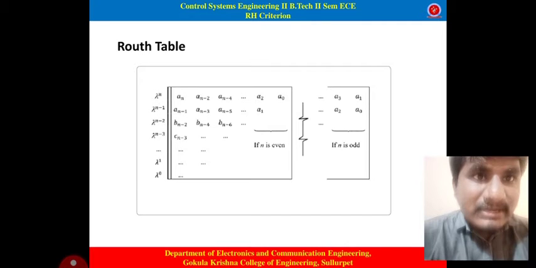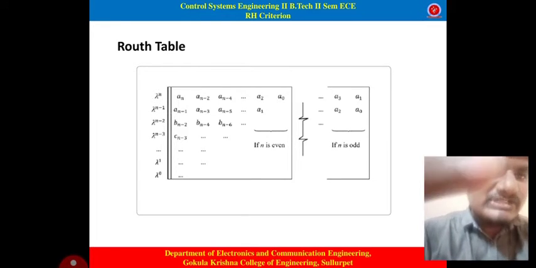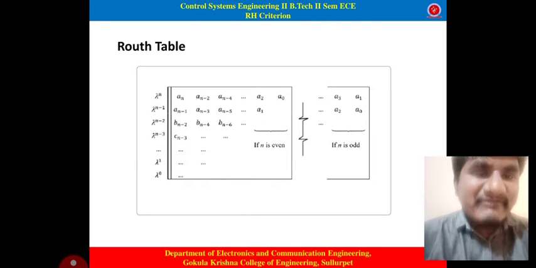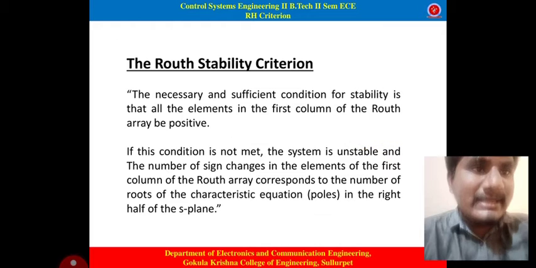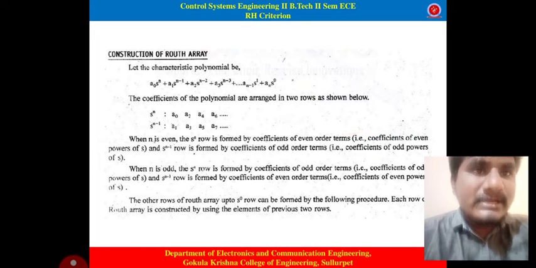Here we are going to take alternate coefficients, and we will be writing the first row. You observe lambda power n. For that particular row, we are taking a_n, a_(n-2), a_(n-4) and so on. Similarly, the next row will also be written directly from the characteristic equation. Remember, the first two rows will be filled directly from the characteristic equation. The remaining rows we will be calculating using the above two rows. We will see how, by taking a few examples.